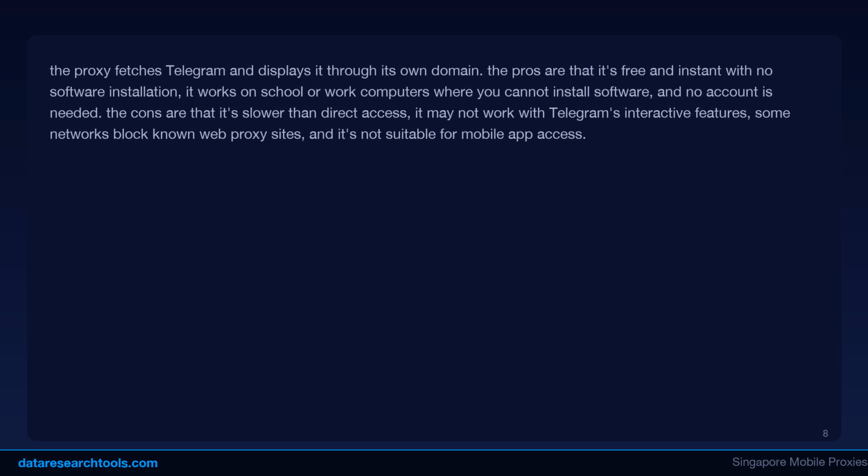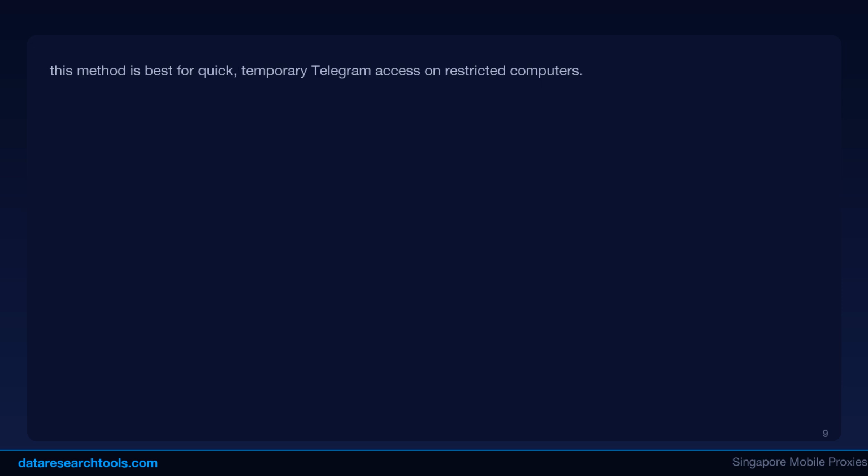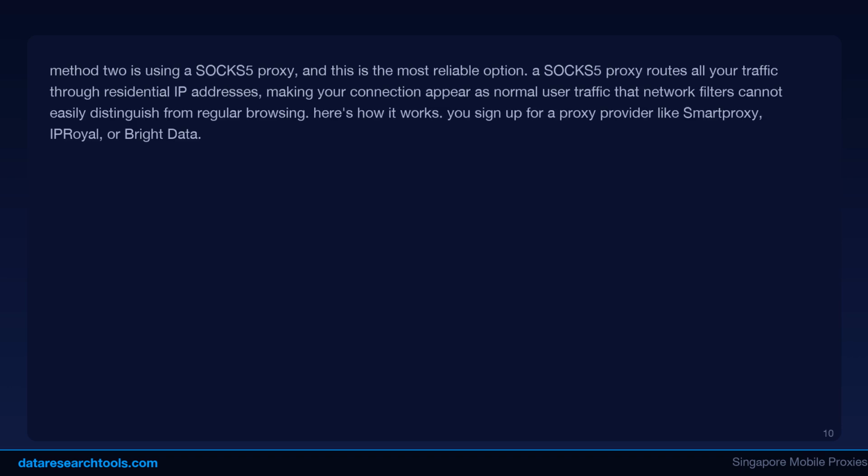Method 2 is using a SOCKS5 proxy, and this is the most reliable option. A SOCKS5 proxy routes all your traffic through residential IP addresses, making your connection appear as normal user traffic that network filters cannot easily distinguish from regular browsing. Here's how it works. You sign up for a proxy provider like Smartproxy, IPRoyal, or Bright Data. You configure the proxy in your browser settings or use a proxy extension. You connect through an IP in a country where Telegram is accessible. Then you access Telegram normally.